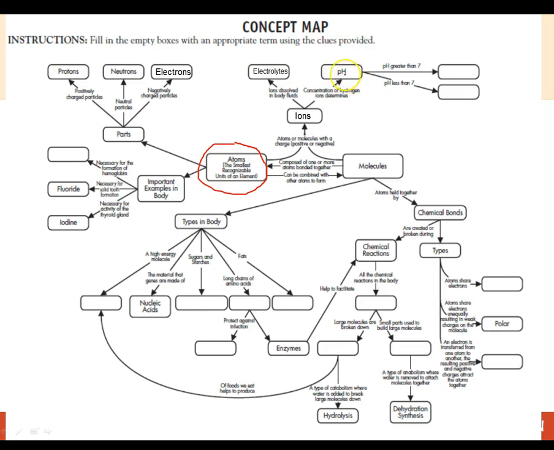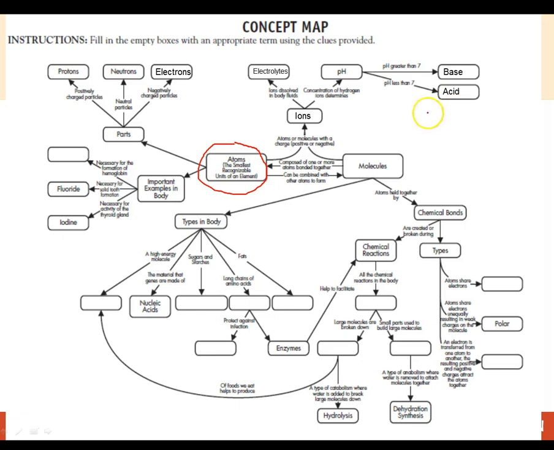ions, that causes a concentration-based pH. So pH greater than 7 would be a base. And a pH less than 7 would be an acid. All right, very good.